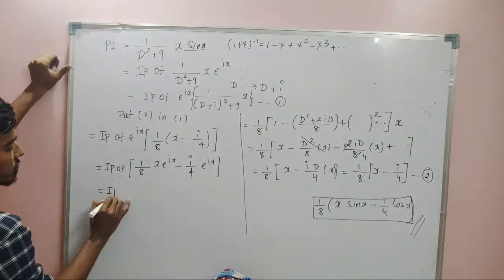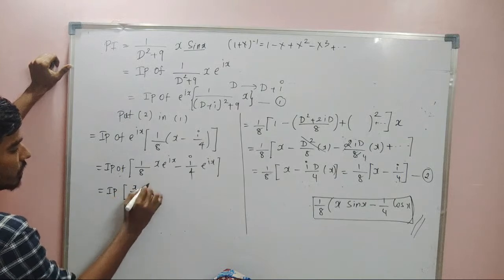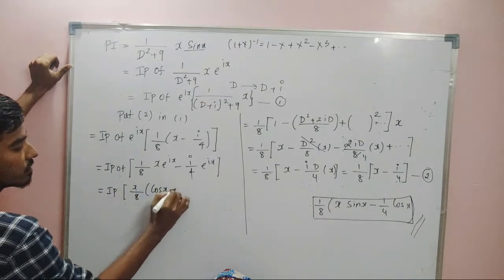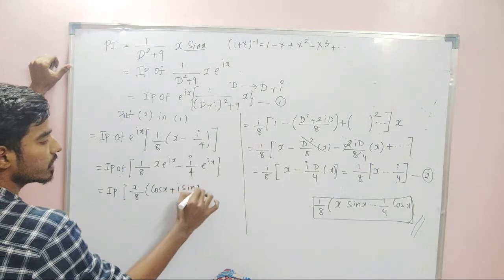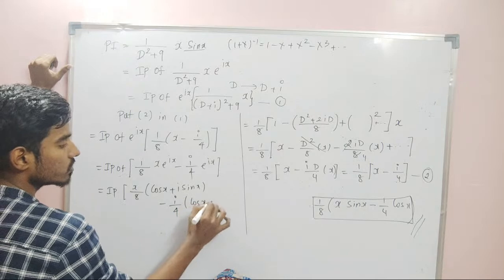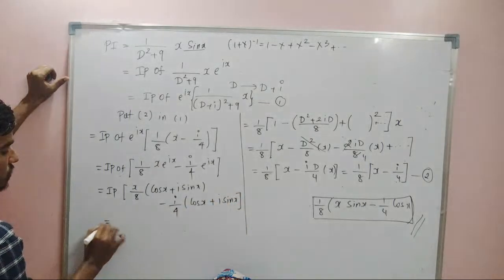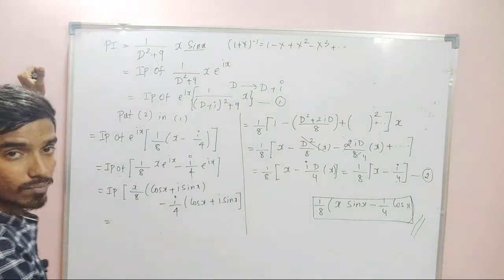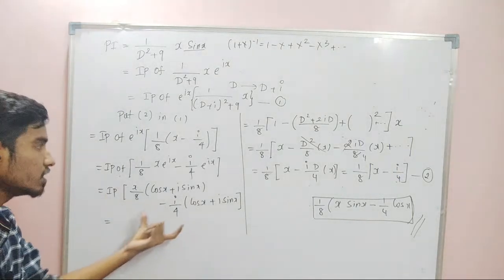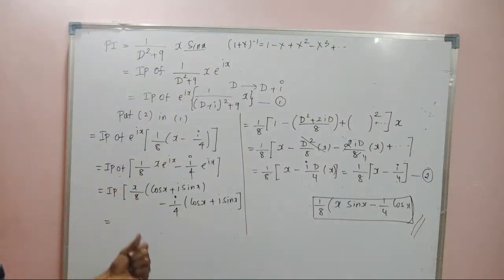So we will replace e power ix with cos x plus i sin x. So it will be x by 8 (cos x plus i sin x) minus i by 4 (cos x plus i sin x), right? I'm just going to equate only the imaginary part, because the imaginary part of this is only sin x. So what happens if I equate only the imaginary part?